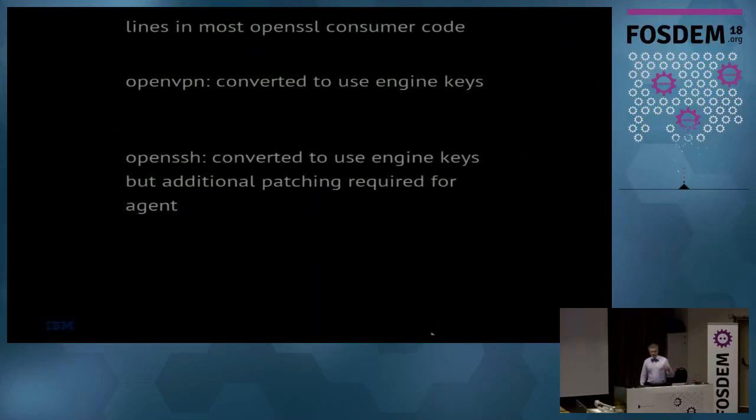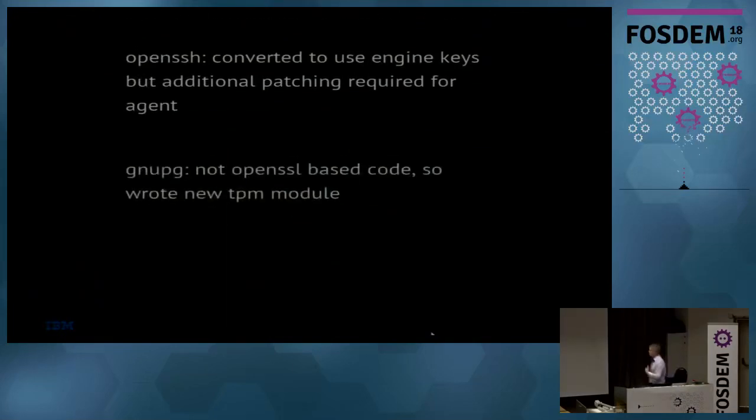The problem is that when you use the OpenSSH agent, the way it's used to handling keys is it passes the private keys to the agent via their primes. And if it's a TPM key, you cannot do that because you do not know the primes. So there had to be an additional patch to OpenSSH that actually allows the agent to work with engine keys. But I have all of those patches, and I produced them for OpenSSH.